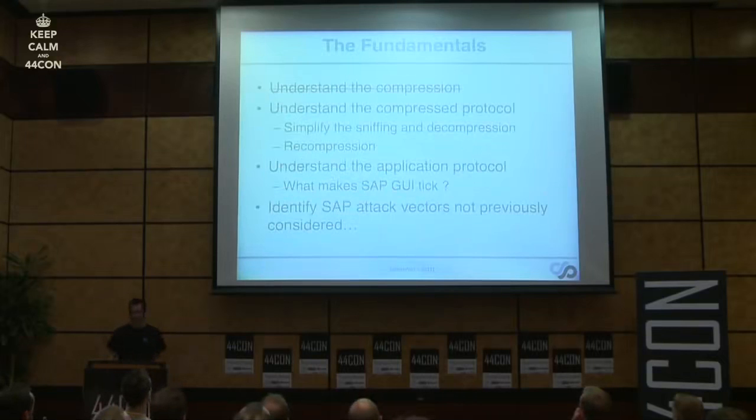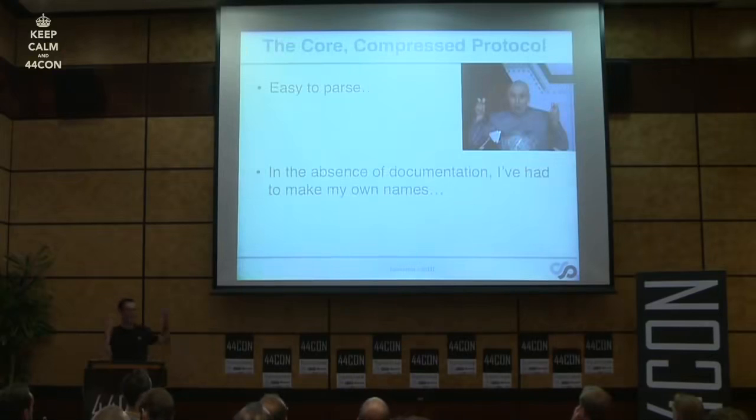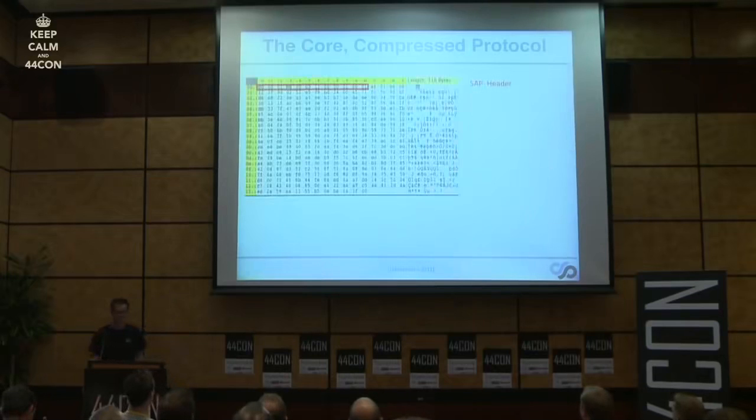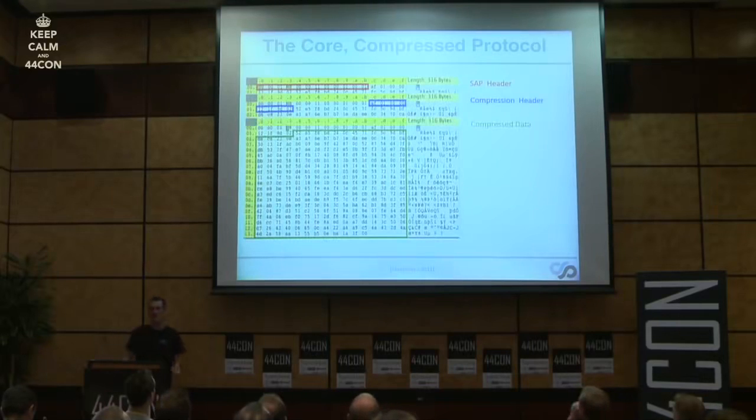So, okay, understanding the compressed protocol, let's have a look at it. It's fairly easy to parse. There's no documentation, so I've invented a couple of terms here. Basically, it consists of three parts: what I've called the SAP header, something called the compression header, and then finally the compressed data. You've got the SAP header, which is the first 12 bytes, then 8 bytes which include the magic and define various parameters surrounding the compression, and then the rest of the message is compressed information.